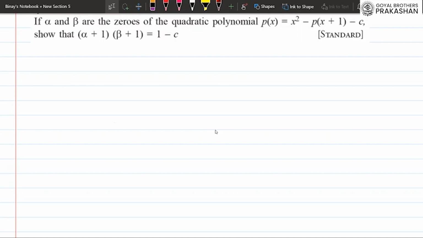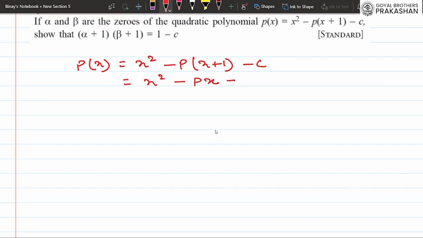Let's start. So we have p of x is x square minus p under bracket x plus 1 minus c. First of all, we have to convert the given expression into a quadratic equation, right? And that will be done by x square minus px minus p minus c, right? So this will be x square minus px minus under bracket we can write c plus p or p plus c. Okay, so this is the quadratic polynomial we have.